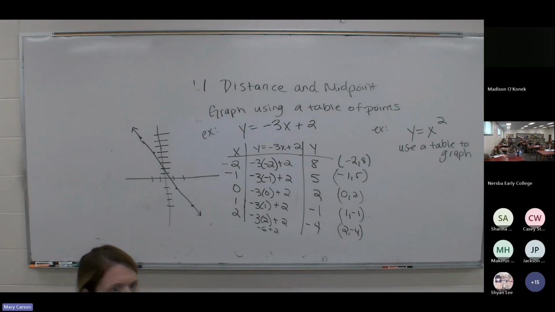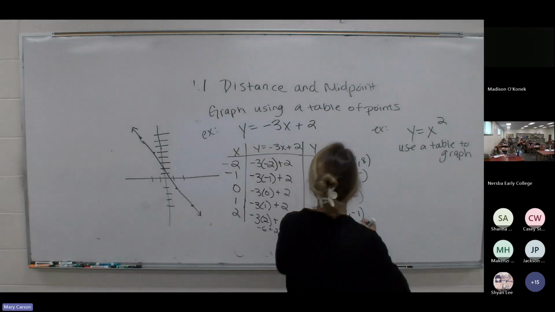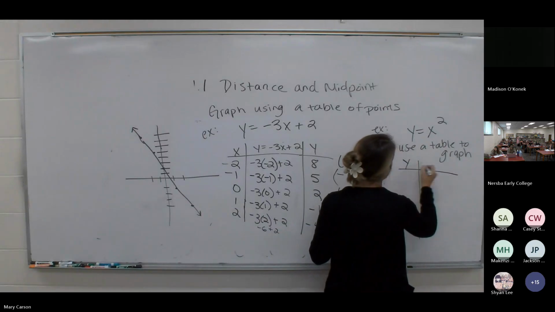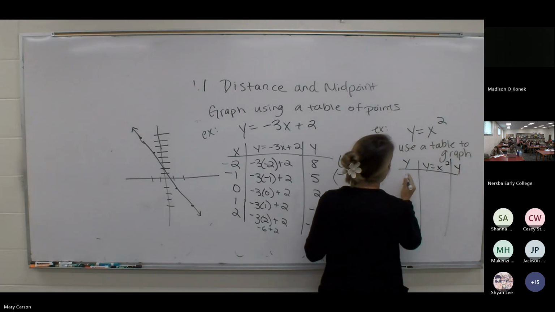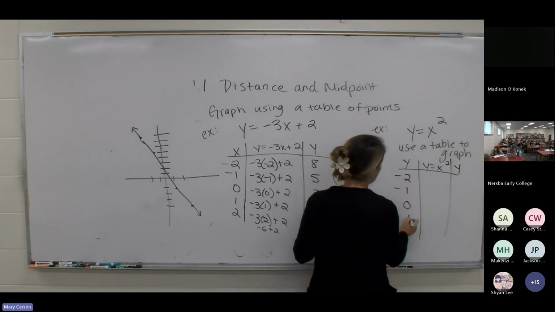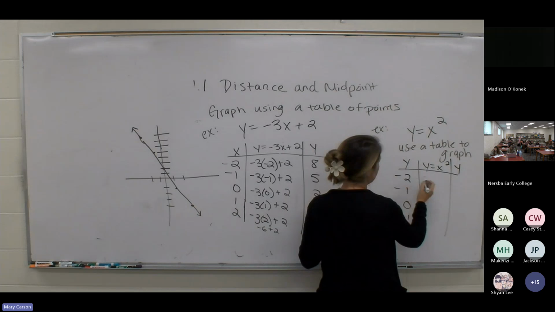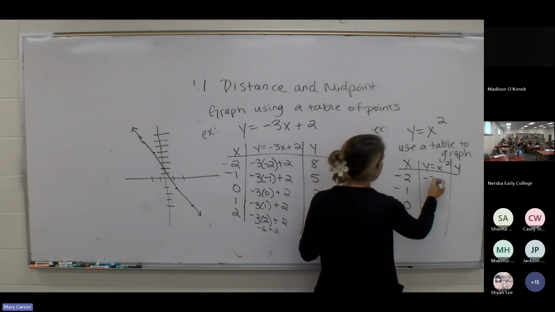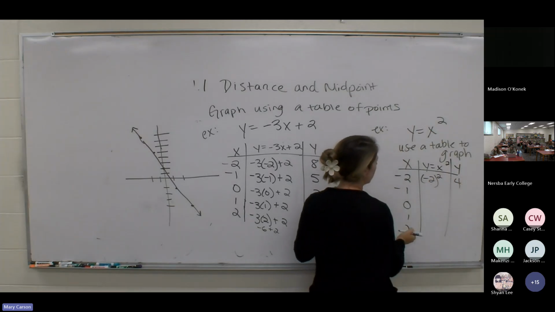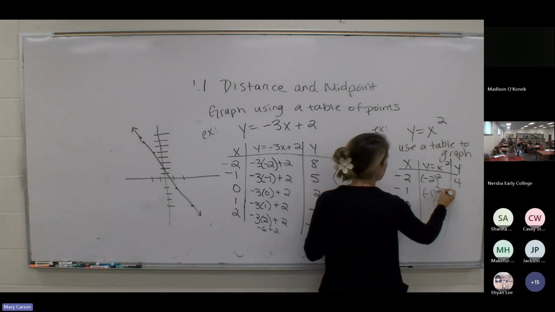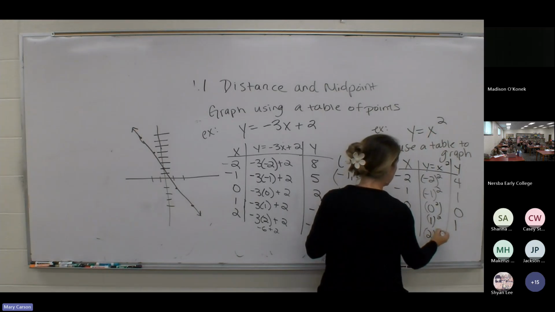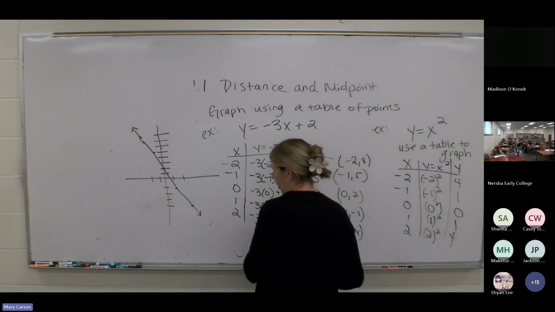All right, so if I were to look at this one, I use a table. I'm gonna do again, -2, -1, 0, 1, 2. Plug it in, -2 squared, no wait, this should be x, sorry. -2 squared would be 4. -1 squared would be 1. 0 squared would be 0. 1 squared would be 1. 2 squared would be 4. And so we would plot those points.